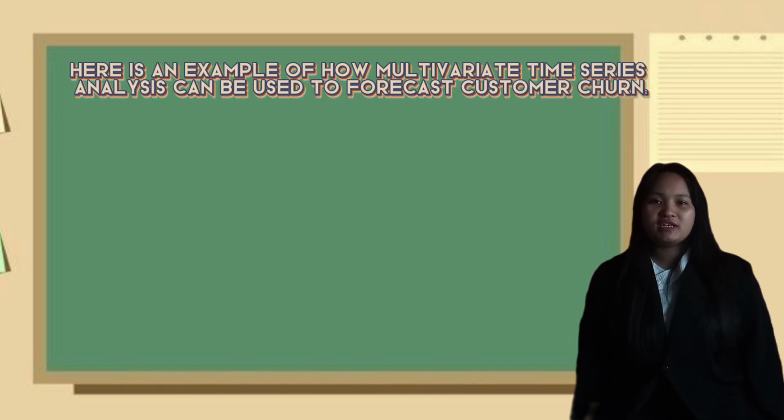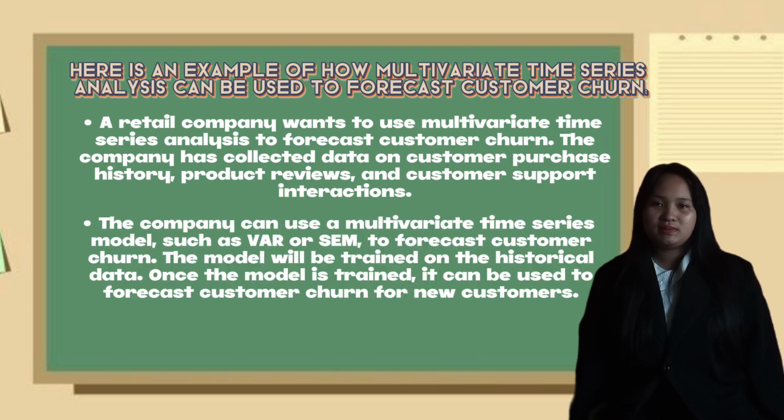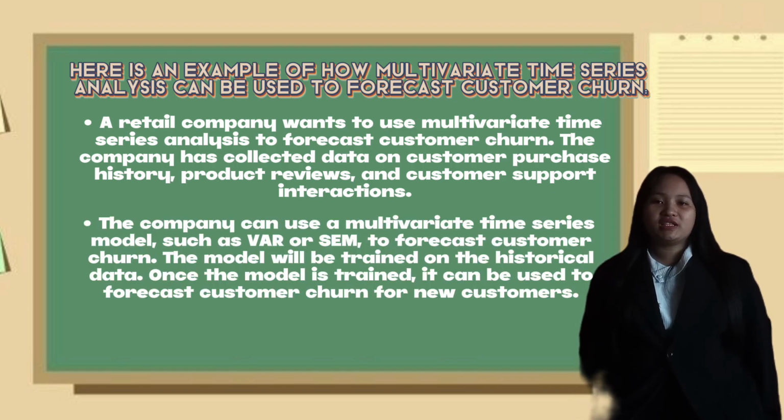Here is an example of how multivariate time series analysis can be used to forecast customer churn. A retail company wants to use multivariate time series analysis to forecast customer churn. The company has collected data on customer purchase history, product reviews, and customer support interactions. The company can use a multivariate time series model, such as VAR or SEM, to forecast customer churn.